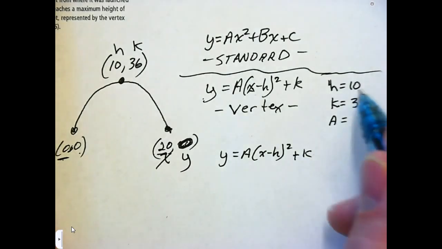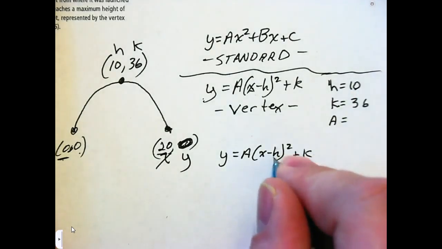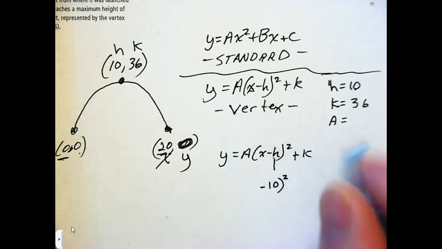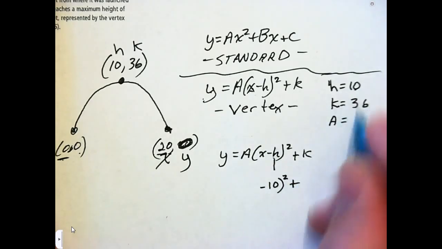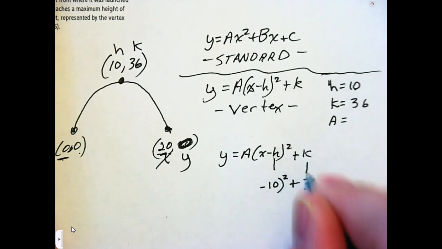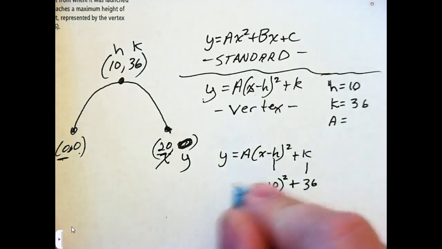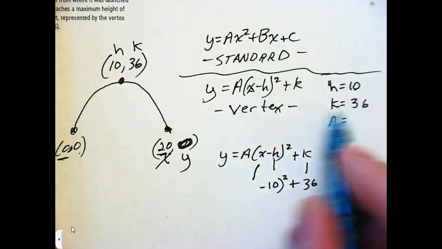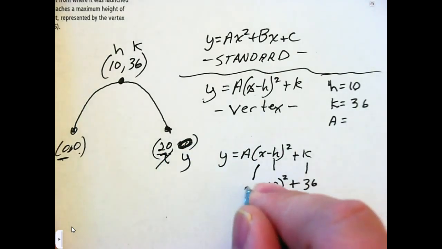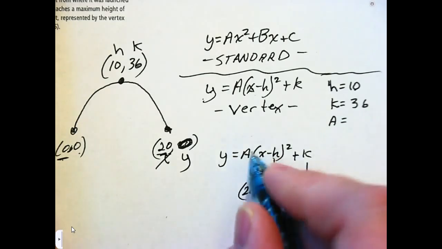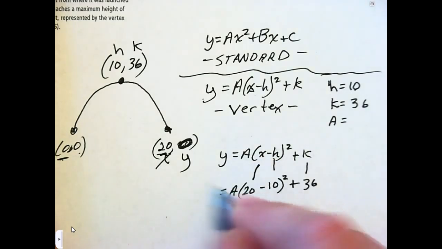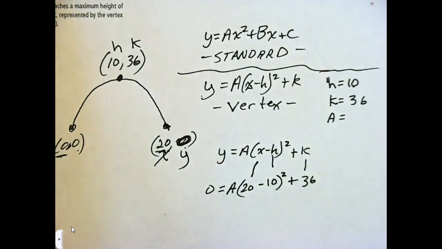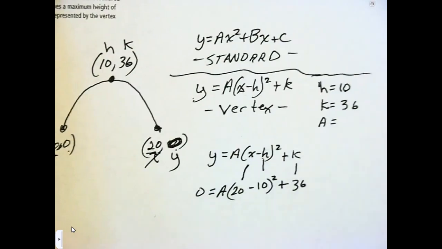I am going to plug in my 10 for h. I am going to plug in my 36 for k. I am going to make sure that x is equal to 20. And I don't know a, but I do know y. Tell your neighbor how that helps you to write your equation.